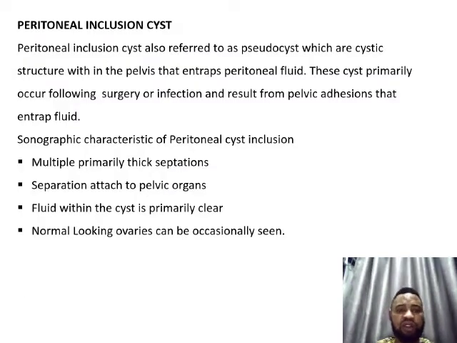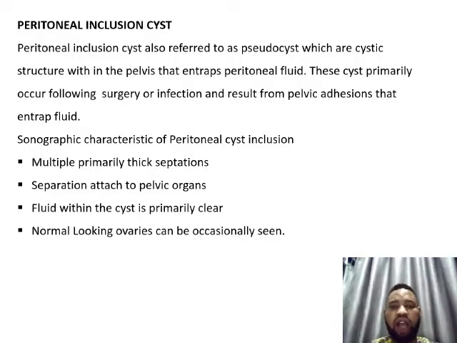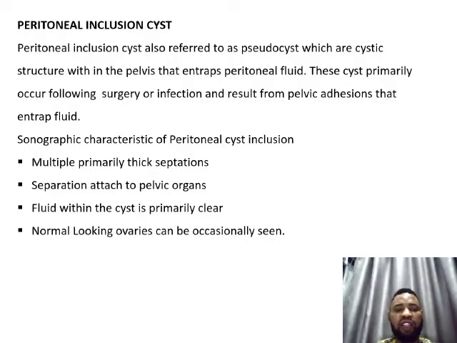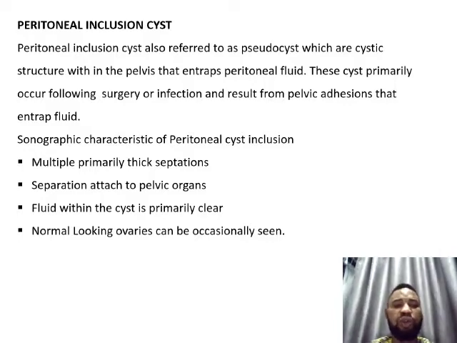Peritoneal inclusion cysts. Peritoneal inclusion cysts are cystic structures within the pelvis that entrap peritoneal fluid. These cysts primarily occur following surgery or infection, as a result of pelvic adhesions that entrap fluid. Sonographic characteristics of peritoneal inclusion cysts are as follows. The first is multiple, primarily thin septations attached to pelvic organs, and fluid within the cyst is primarily clear. Normal-looking ovaries can occasionally be seen.